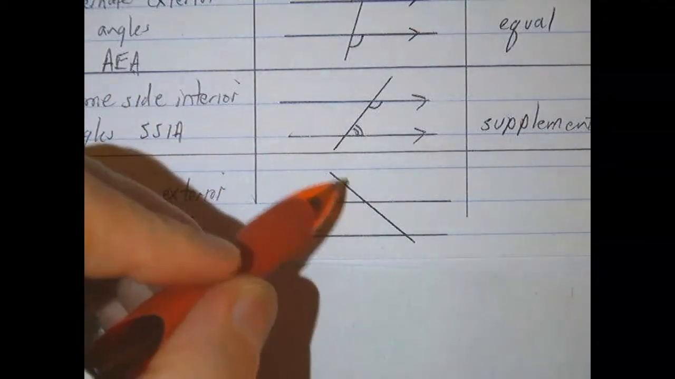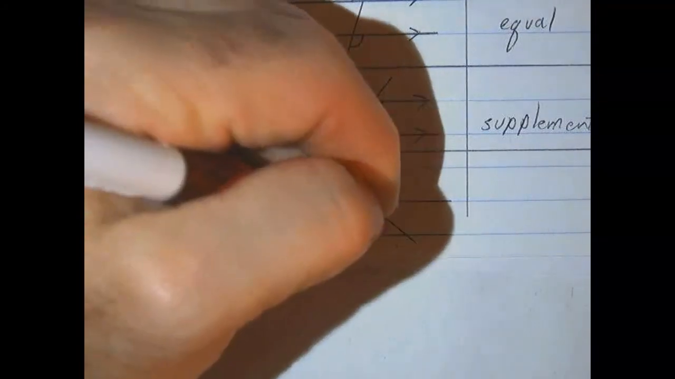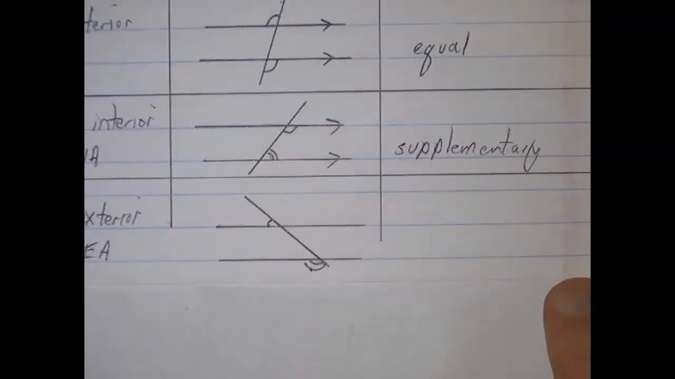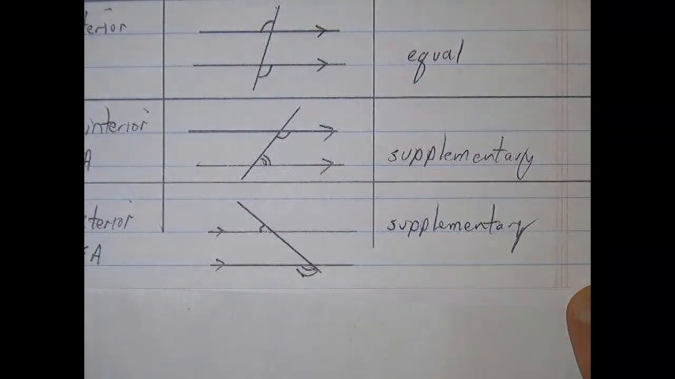They're different angles, so I'm not going to mark them the same. These are the same. Let's pick the left side of the transversal this time, and then this exterior angle and this exterior angle. They're different measures, and they're always going to be supplementary, as long as, when I say always, I mean always as long as the lines are parallel.